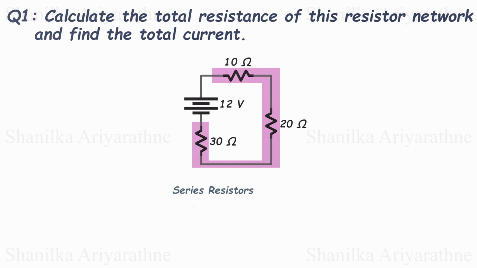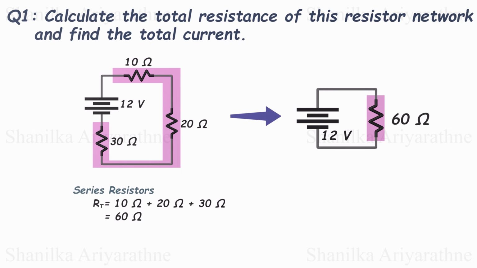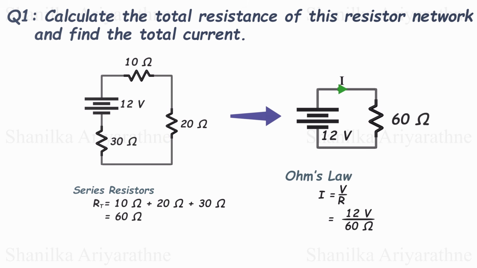We can see there are 3 resistors connected in series: 10 ohms, 20 ohms, and 30 ohms. So the total resistance is the sum of each resistor's resistance, which is 60 ohms. By calculating the total resistance, we can replace the 3 resistors by one resistor with 60 ohms resistance. Now we can easily use the Ohm's law to calculate the current. Let's move on to another circuit.